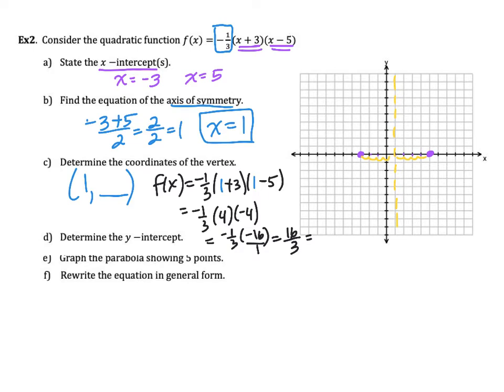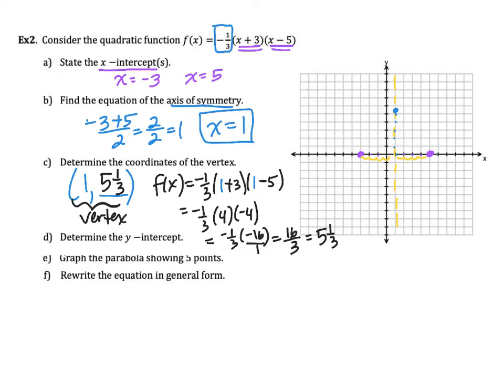16/3, I don't know, where is that on the graph? Well, I'm going to change that into 5 and 1/3. So my y coordinate of my vertex is 5 and 1/3. So I go to the right one, up 1, 2, 3, 4, 5, and yes, we're just going to approximate. So it's just going to be floating up there right above 5.